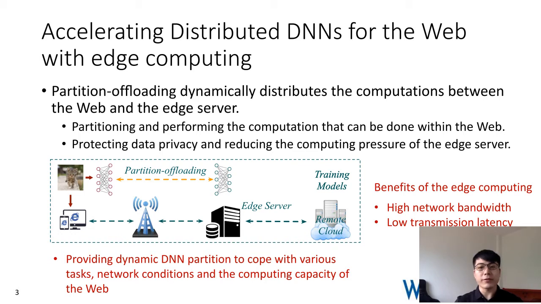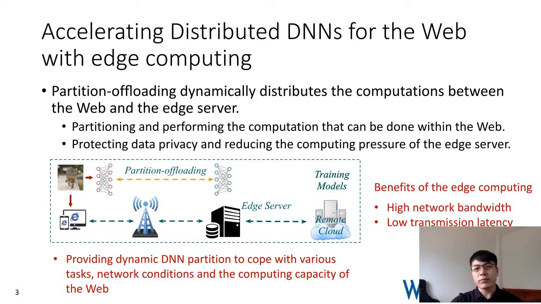Slide 4. As mobile edge computing is becoming an important computing infrastructure in the 5G era, it's promising to consider the use of the edge cloud, which has the benefit of low communication costs compared to offloading computations to the remote cloud, and relieves the burden of the core network too. So to accelerate distributed DNNs for the web, it's natural to consider a partition offloading approach to leverage computing resources of the end devices and the edge server.